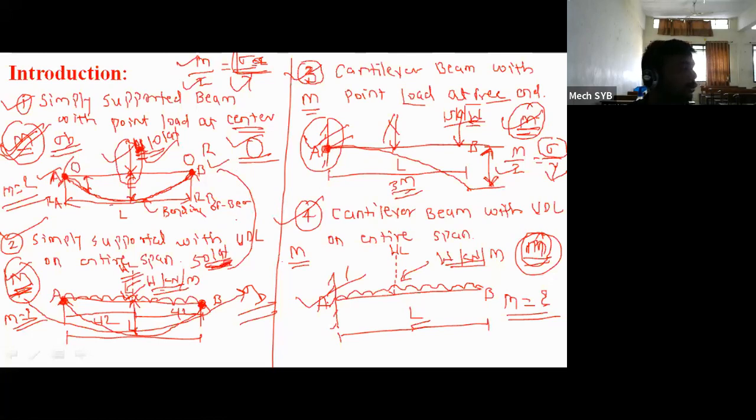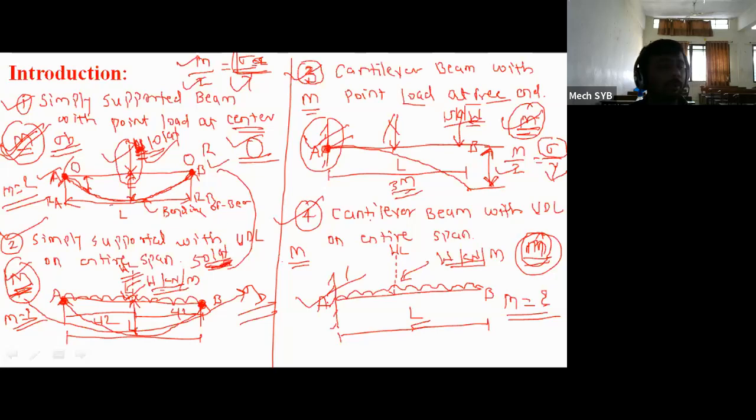Getting? So these are the 4 standard cases which we have to study in this particular chapter. So these 4 conditions, it should be at your tip of tongue. Simply supported with point load at the center point, simply supported with UDL on entire span, cantilever with point load at the free end, and cantilever with UDL on entire span.